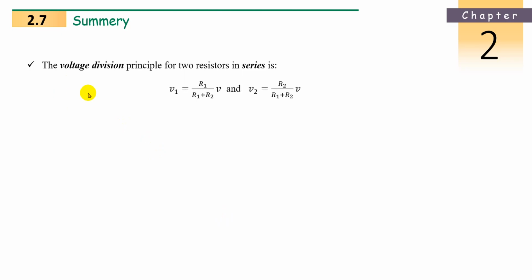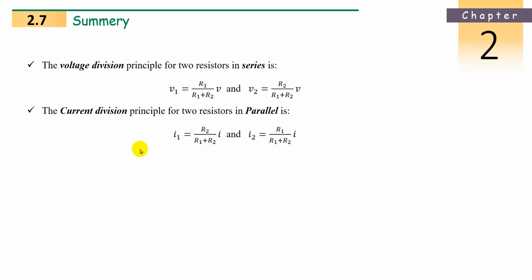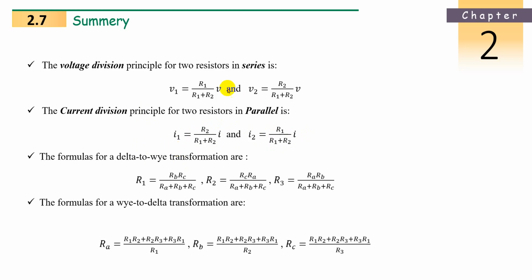Now come to the voltage division and current division. The voltage division principle for two resistors in series: the voltage across a resistor is its own resistance multiplied by the total voltage divided by the total resistance, and the other voltage is likewise its own resistance multiplied by the voltage divided by the total resistance. The current in parallel is the other resistance multiplied by the total current divided by the total resistance. For I2, it is the other resistance multiplied by the total current divided by the total resistance. This is the current division. These two are quite opposite, series and parallel.